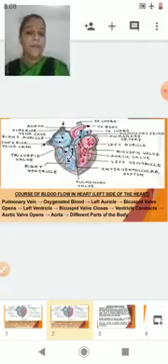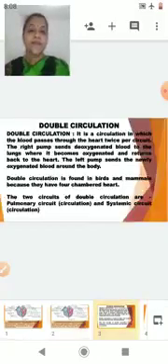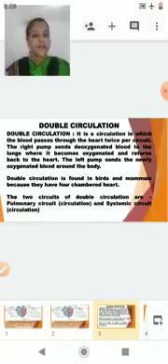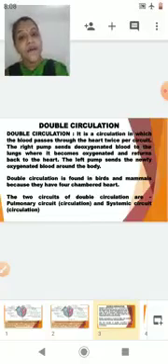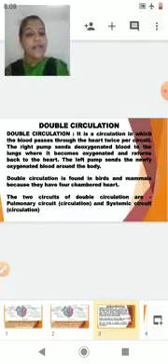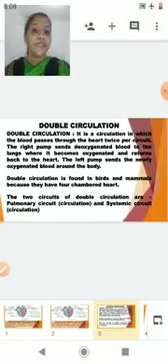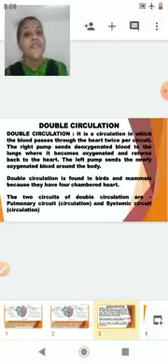Okay, students, now let us go to the next topic. The next topic you have is double circulation. Double circulation is the type of circulation found in animals which have a four-chambered heart, and this double circulation consists of two circulations, namely the pulmonary circuit and the systemic circuit. Pulmonary circuit or pulmonary circulation is the circulation which is related with the lungs, and the systemic circuit or systemic circulation is the circulation which is related with the systems of our body.